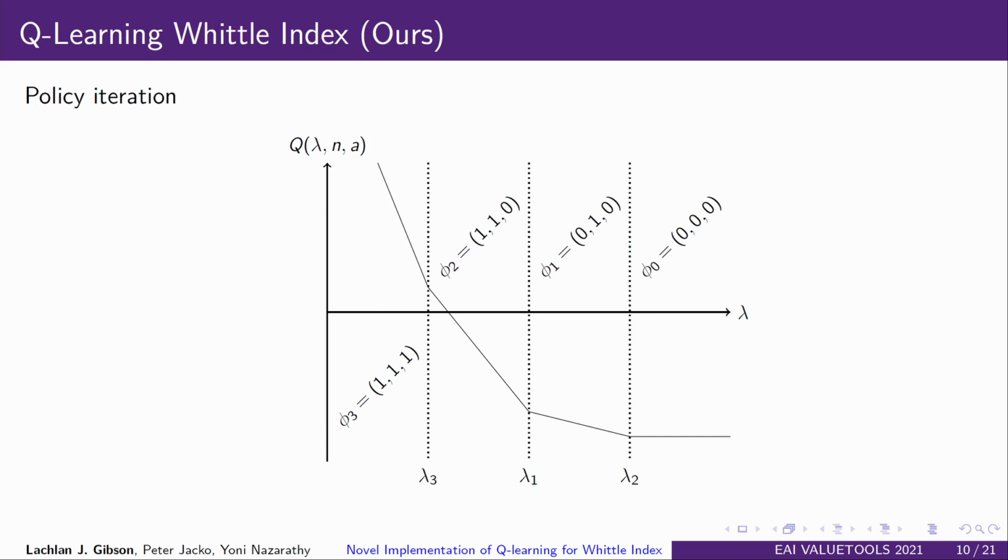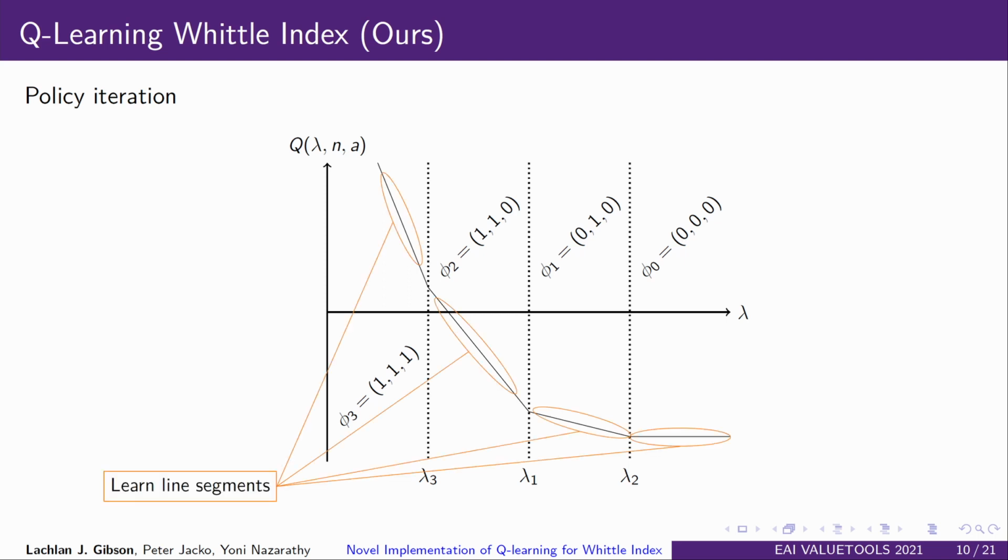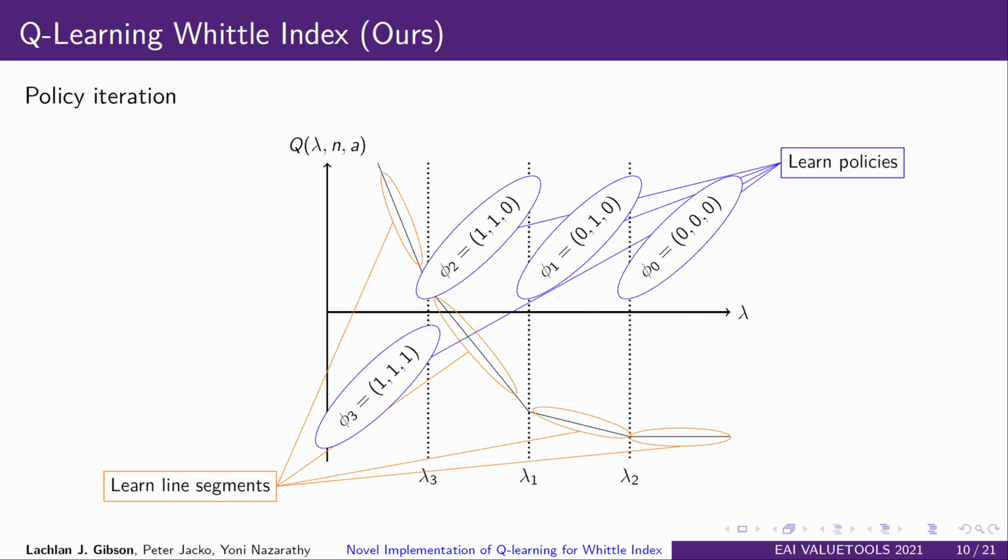Our novel Q-learning implementation follows a different approach, a kind of policy iteration. Rather than learning Q values at the Whittle indices, our method uses Q-learning to learn the line segments in the regions between the Whittle indices. And unlike Avrachenkov and Borkar's method, which learns the Whittle indices directly, our method estimates the optimal policies between the Whittle indices from which the Whittle indices can be computed.